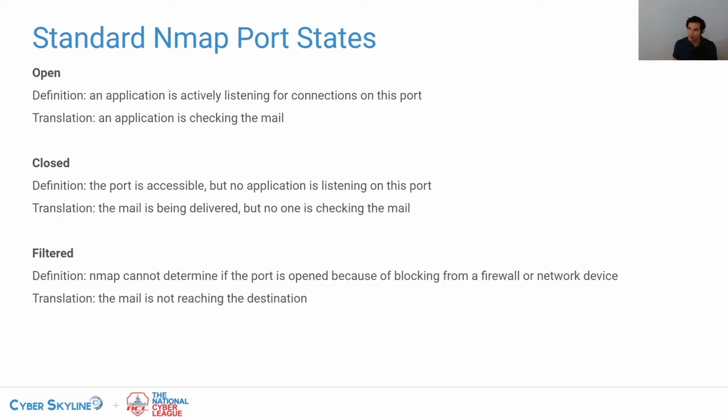So you don't get information about what is causing the blocking. It could be a router that has a firewall on it that is blocking the traffic. It could be firewall software running on the server itself or on the device itself. You don't know where that blocking is coming from, and you don't know how you might be able to get around that blocking unless you do more investigation.